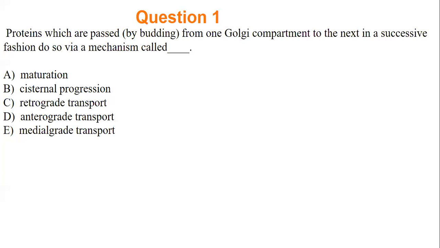All right. So the correct answer, which I was looking for, is that proteins are passed by budding from one Golgi compartment to the next. That's called anterograde. So that would be D. But in the actual poll, I didn't say that you're budding off. So if in the poll you just read the poll question, B would also be acceptable if I did not say budding.